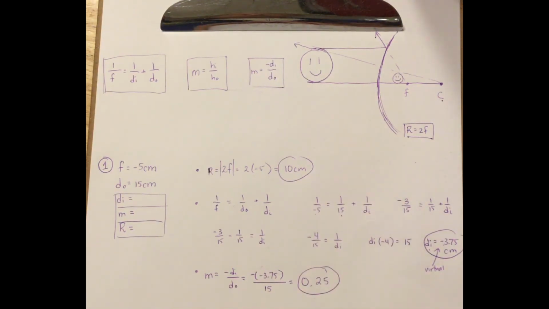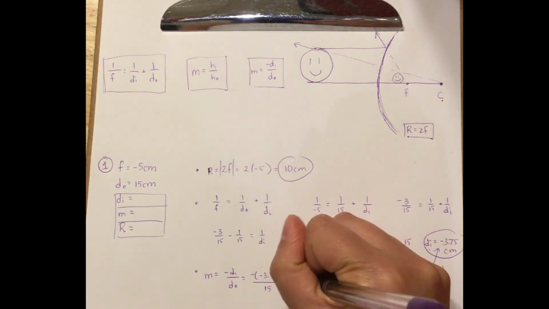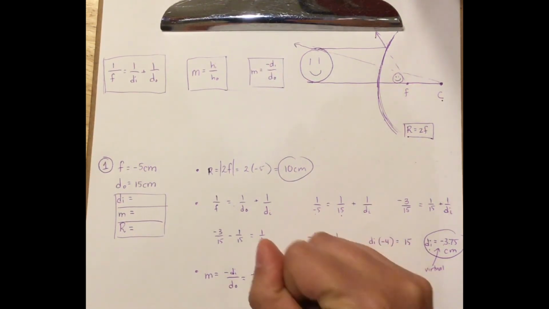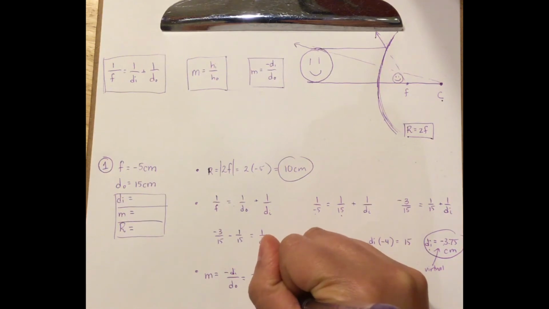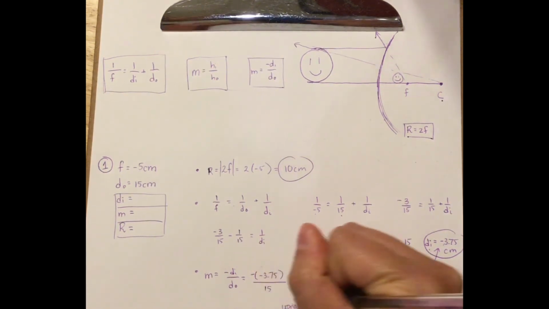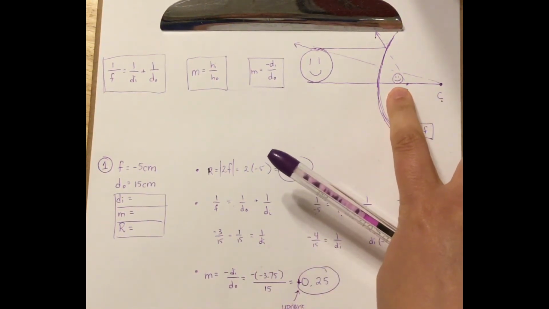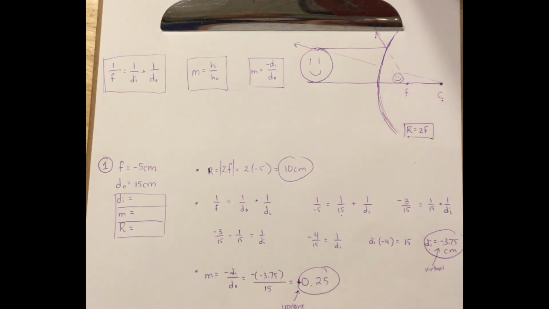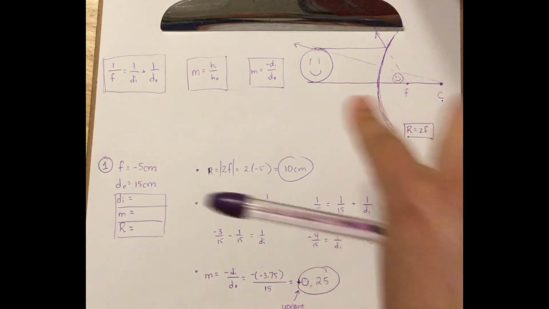No units on magnification. My magnification is positive because negatives canceled. Positive magnification means it is upright. And that makes sense to me because not only was my image upright when I drew the ray diagram, but virtual images are always upright. So I'm glad that all follows.